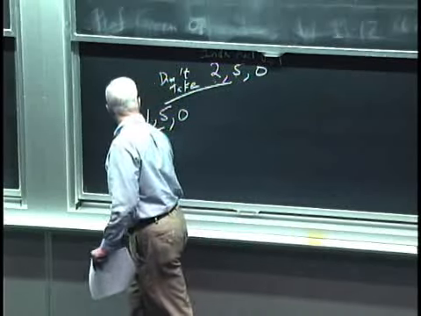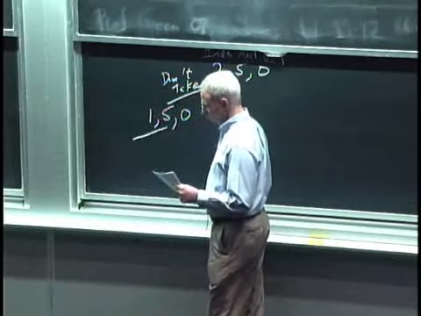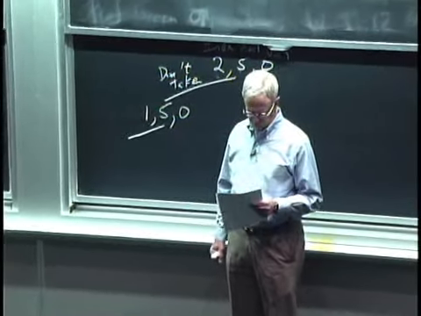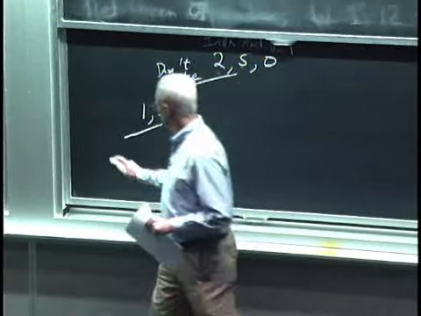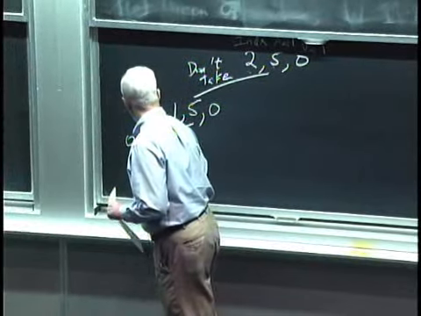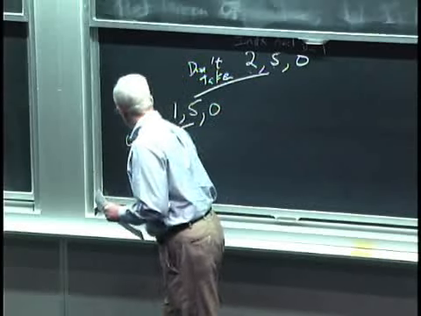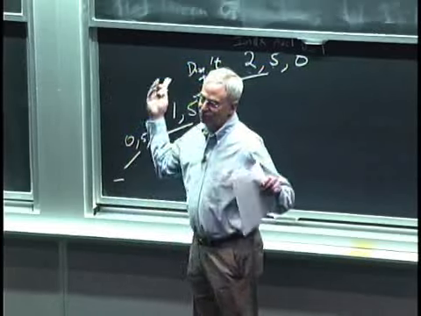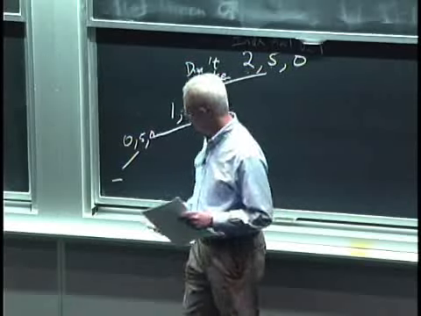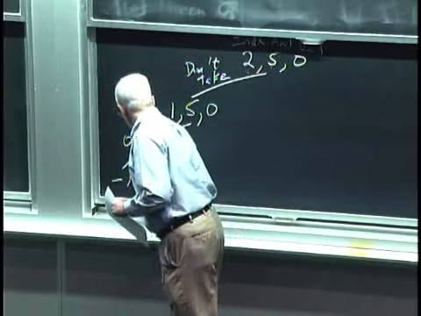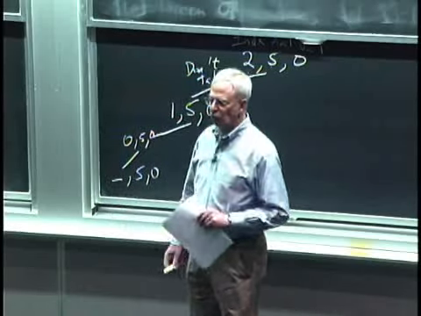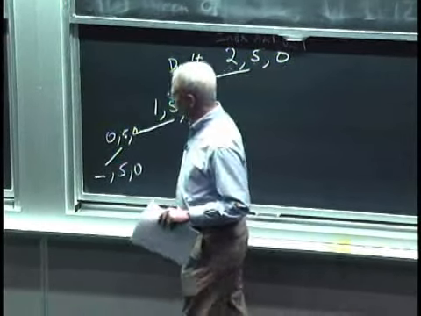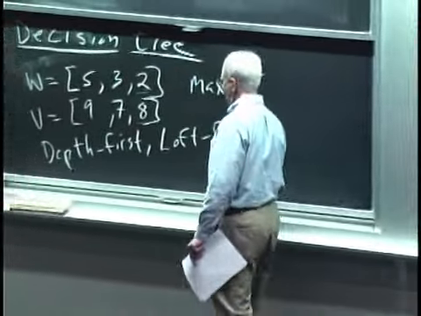So we'll take another don't take branch here. And what is this node going to look like? Pardon? 0, 5, 0. And then we'll go one more, and I'll just put a minus indicating I'm done. I can't look below that. I still have 5 pounds left, and I still have 0 value. The next thing I'm going to do is backtrack.